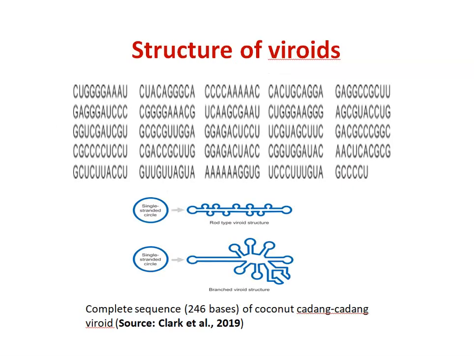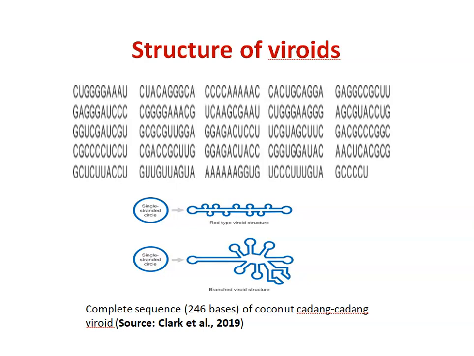Next is structure of viroids. Viroids consist only of naked RNA without any protective protein coat. Their genomes are small, single-stranded circles of RNA that are only 250 to 400 bases long. They have no protective coat, as I already told you, just single-stranded RNA. You can see here the structure of coconut cadang-cadang viroid showing the complete sequence, meaning 246 bases.